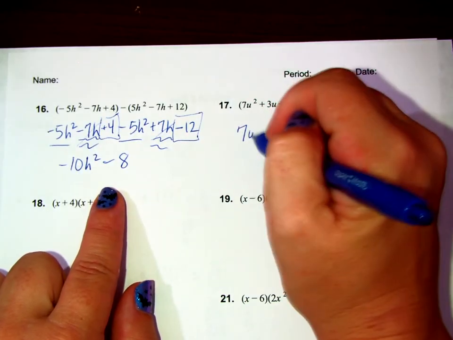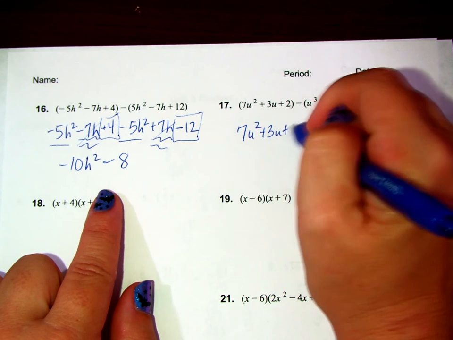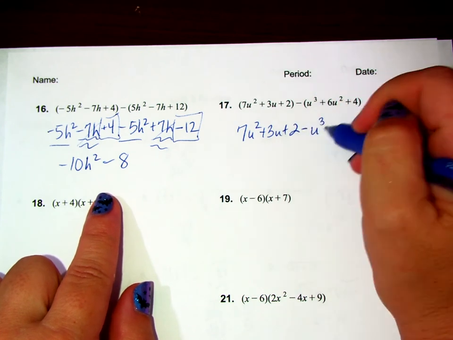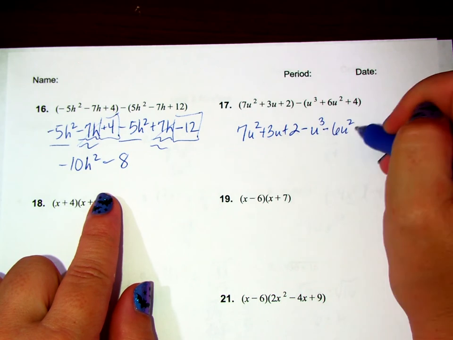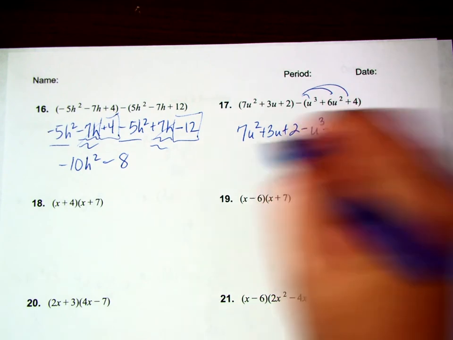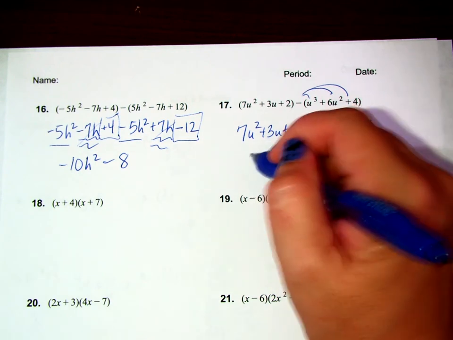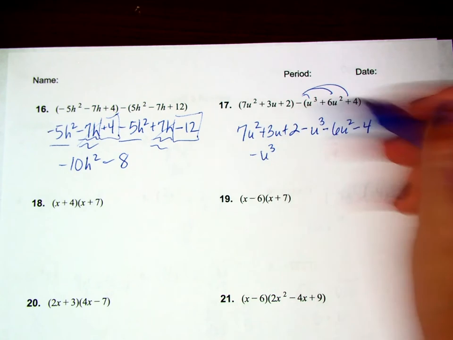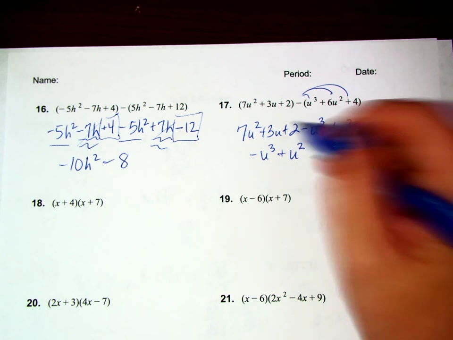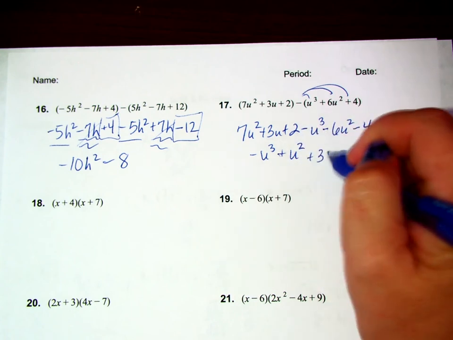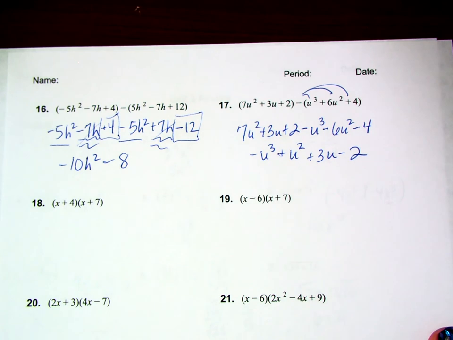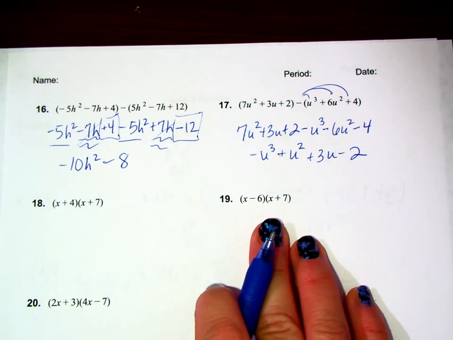On this next one, we're going to rewrite 7u squared plus 3u plus 2 just as it is. And then here the signs change. Minus u to the third, minus 6u squared, minus 4. That negative distributes to all. How many u to the thirds do I have? Only this one. 7u squared and negative 6u squared just leaves me 1u squared. 3u has nothing else to combine with, so it's just left alone. And then 2 minus 4 makes negative 2. How'd you do?